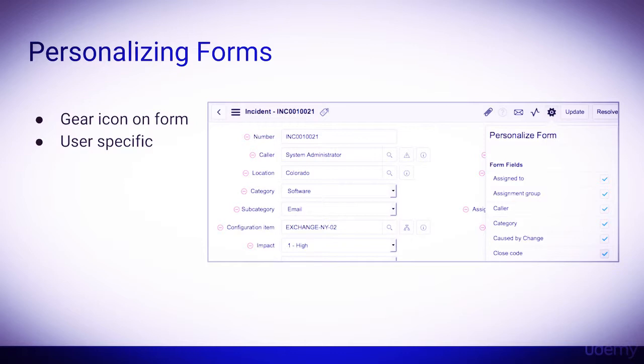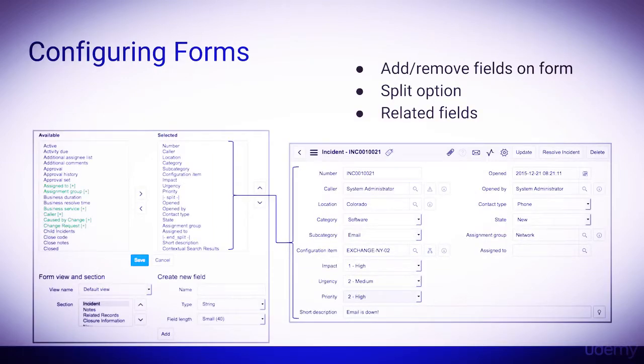If we switch over to Admin Adam and would like to modify the form view for all users, we can do so by clicking the Form Context menu or right-clicking the gray banner and going to Configure Form Layout. Here we can see a page which is similar to the list layout page. From here we can add or remove fields, split the form into two columns, and add related fields as well.